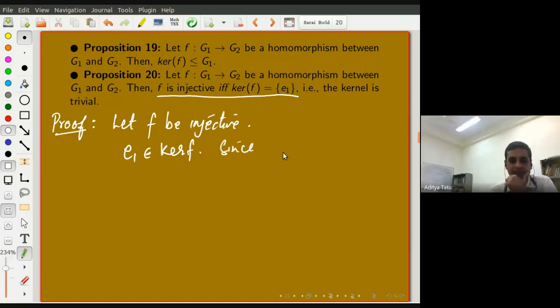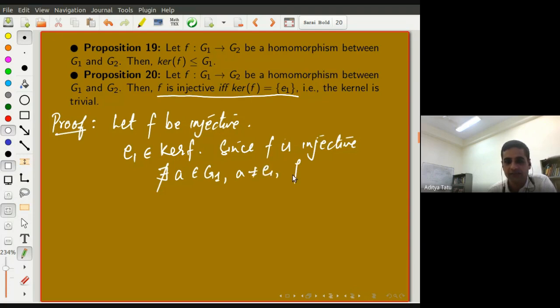Great. So just give me a minute to write this down while you think of the proof the other way around. Since F is injective, there does not exist any A in G1, where A is different from E1, such that F of A is equal to E2. Therefore, kernel of F contains only E1.